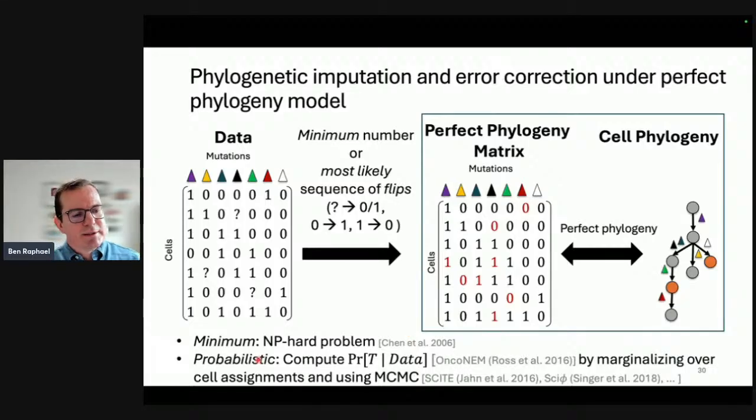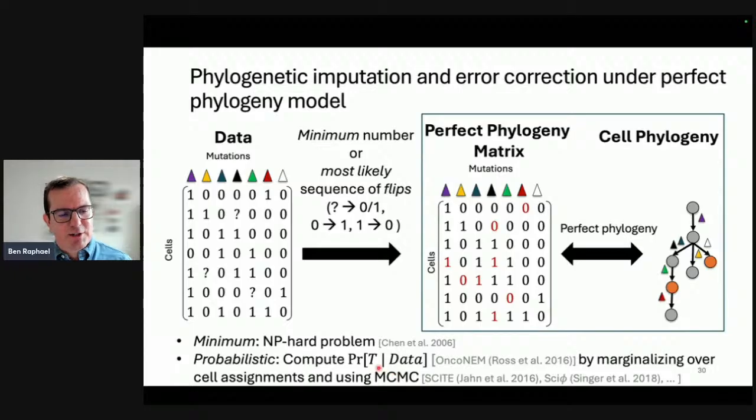In practice, what researchers have done, and this was pioneered by Florian Markowitz and Nico Bärenwinkel, who actually gave the seminar in this series last month, is use a probabilistic model. So you try to find the tree that maximizes the probability of the observed data, where the observed data here is either this matrix with errors, or in some cases, the actual read count data, which I'll talk about in a few minutes.